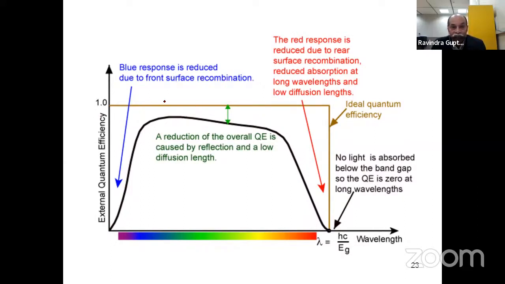Here we have the reflection as well as the low diffusion length. So we have to reduce the reflection. The loss should be very, very low, and the diffusion length should be as high as possible. And the red response is due to the rear backside surface recombination, as well as the long wavelength.